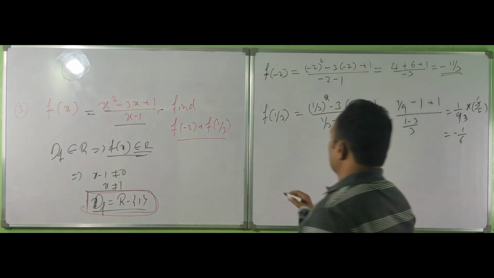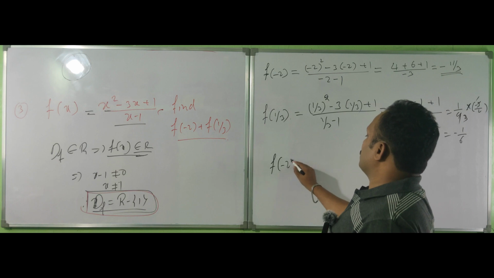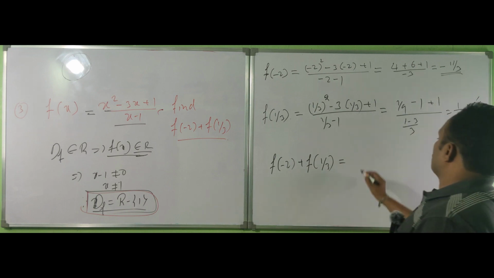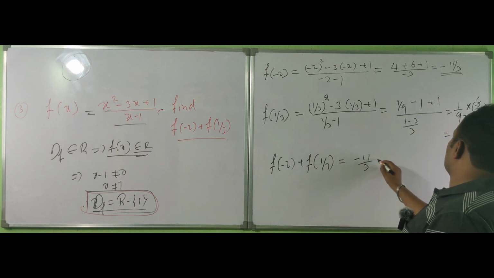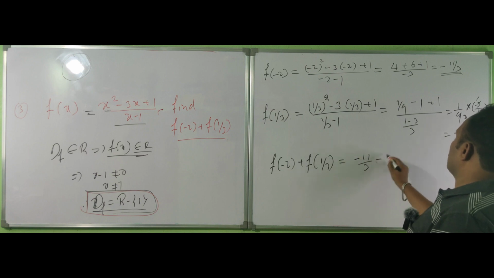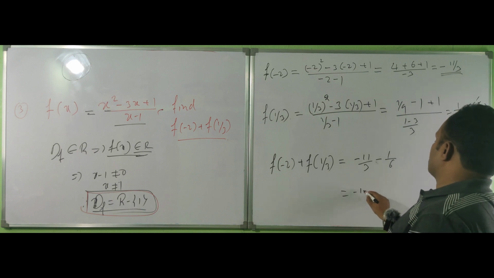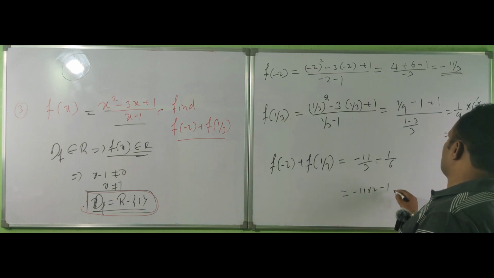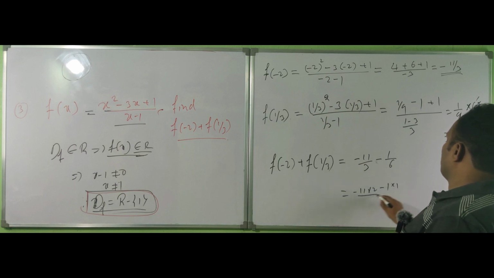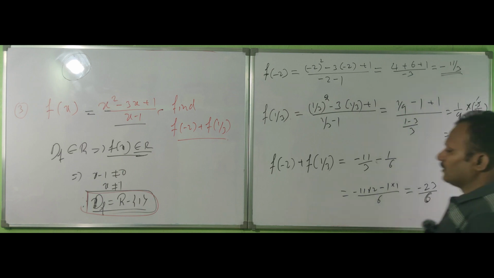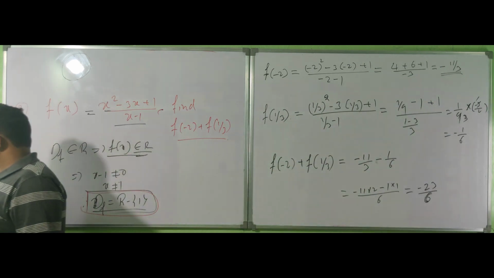What is the final? F of minus 2 plus f of 1 over 3 is equal to minus 11 by 3 minus 1 over 6. LCM is 6, so minus 11 into 2 minus 1 into 1 divided by 6. This becomes minus 22 minus 1, minus 23 divided by 6.